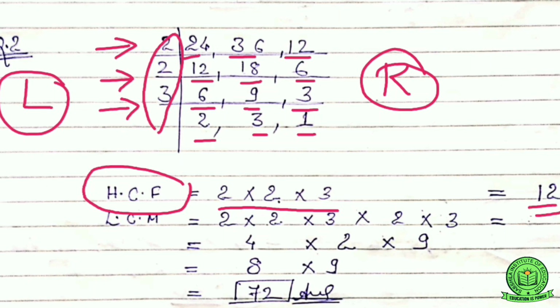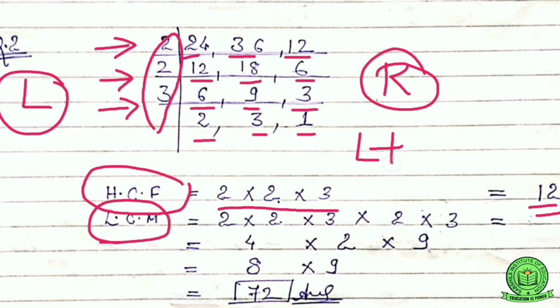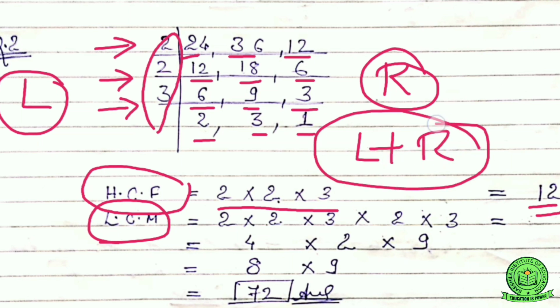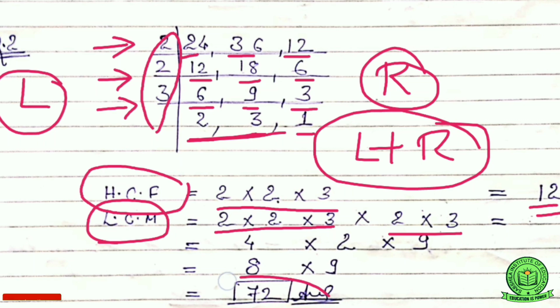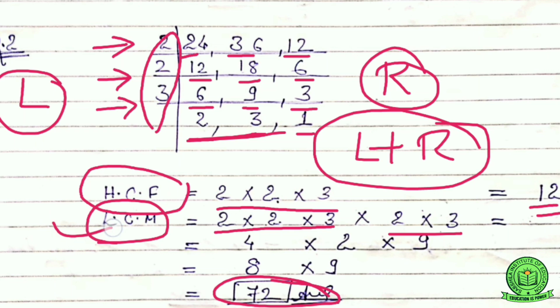If you want to find the LCM, we have to see the left side and the right side. On the left side we have 2 into 2 into 3, and on the right side we have 2 into 3. If you multiply, you will get 72. So 72 is your LCM, and the HCF is 12.